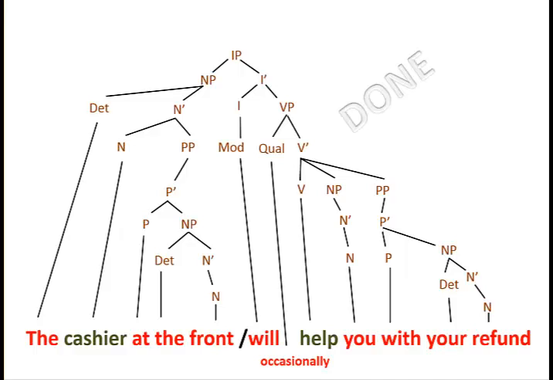Another way we know it's a modal is because with that I slot filled with the modal, we have no tense on the verb. Because if we didn't have the word will in there, we would have to say the cashier at the front helps you with your refund or helped you with your refund. But because we have the word will there, the verb is tenseless, without any kind of inflectional ending on it. And there is our completed tree.